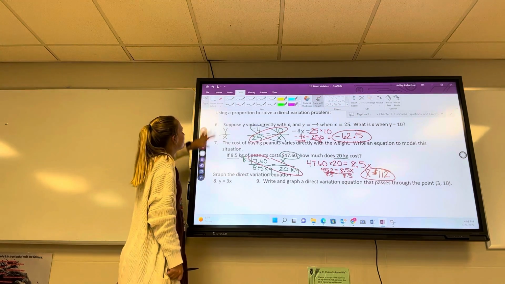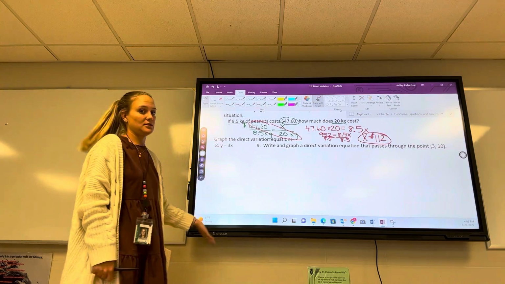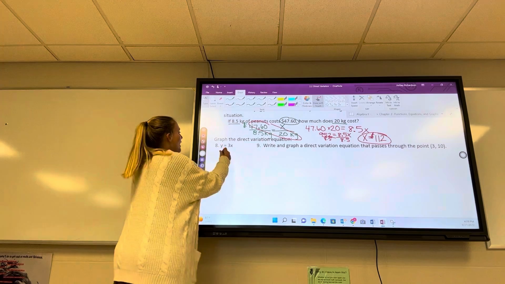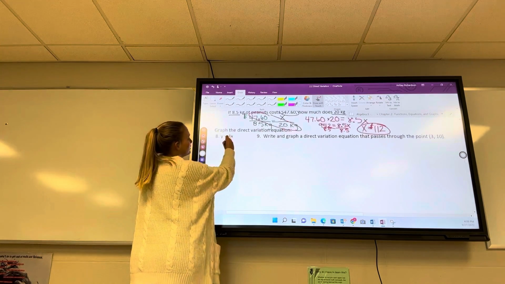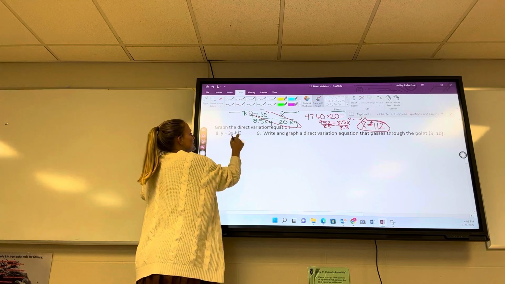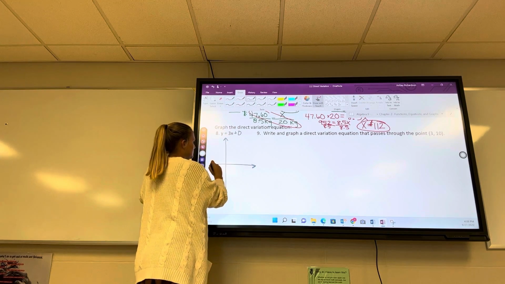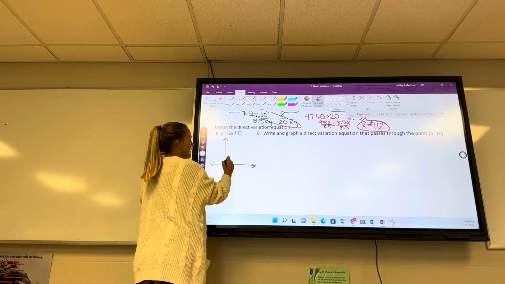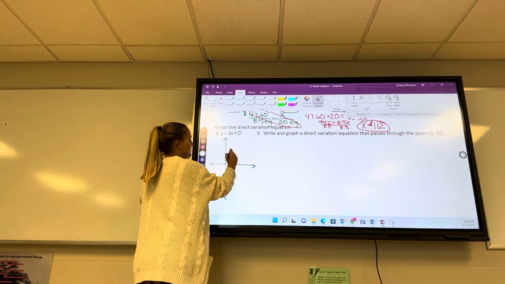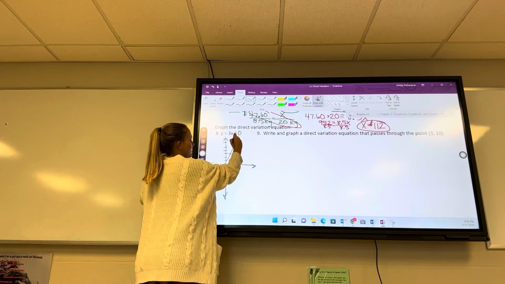All right, our last problems, we're going to graph our direct variation equation. So basically, we're just going to graph these equations. We can do this. So y equals 3x. Oh, I haven't touched a marker. Well, that's like it has a plus 0. So we start at 0. And my slope is 3. So I go up 3 over 1. Up 3 over 1. So on and so forth. And there's my graph.